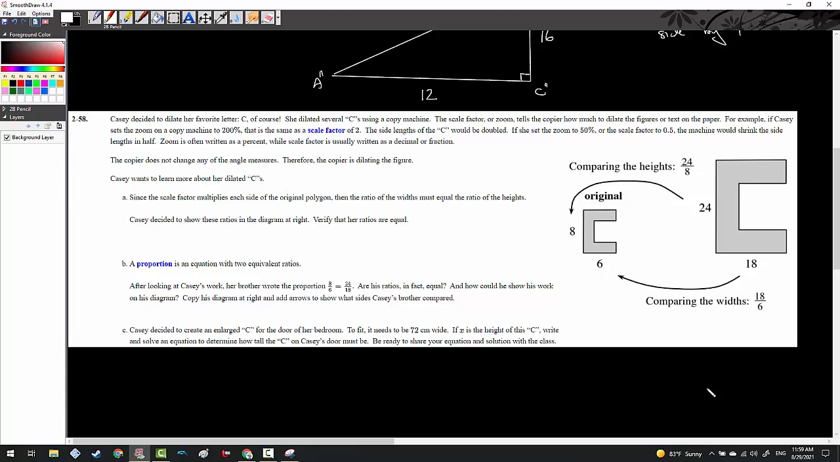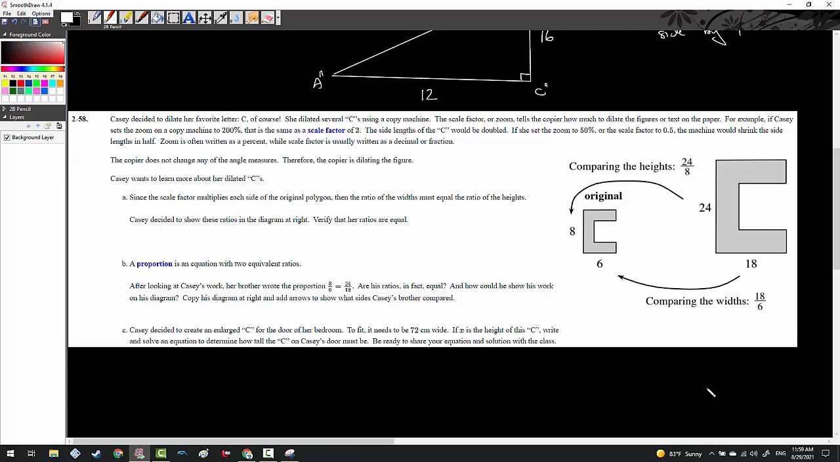Zoom is often written as a percent, while scale factor is usually written as a decimal or a fraction. I will be honest, scale factor as a fraction is probably going to be more your friend. The copier doesn't change any of the angle measures, therefore the copier is dilating the figure. Again, I have to emphasize, when you dilate a figure, all the inside pieces stay the same, especially the angles, as we saw in the triangle above.